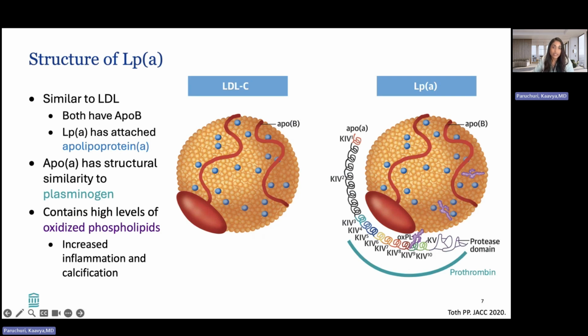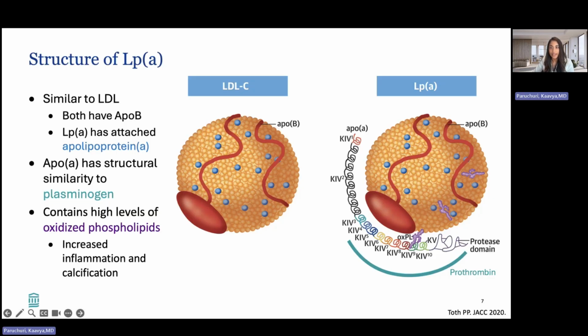Structurally, LPA looks a lot like LDL, but it behaves very differently. Like LDL, it consists of an ApoB-containing lipid core, but what makes it unique is this additional apolipoprotein a, or ApoA. ApoA is composed of multiple Kringle-4 type 2 repeats and is structurally homologous to plasminogen, as highlighted by that teal curve on the right.